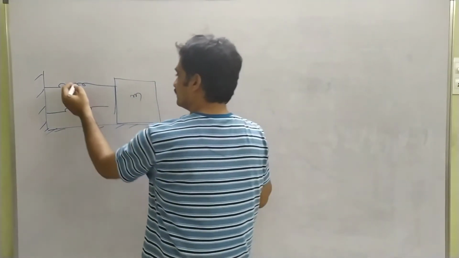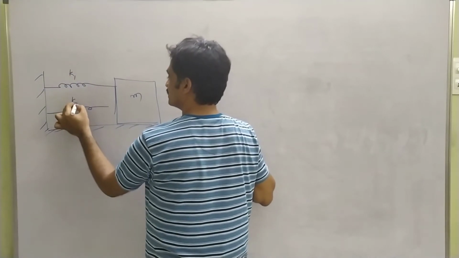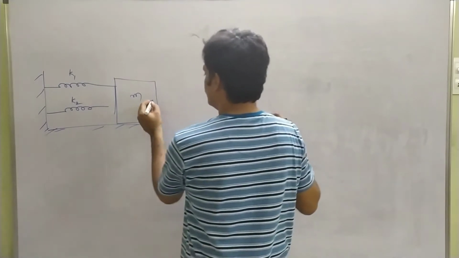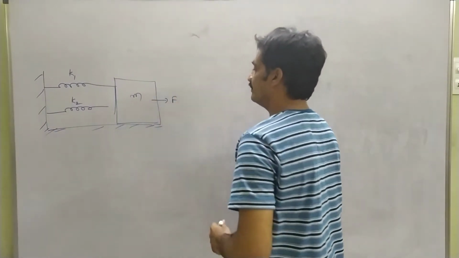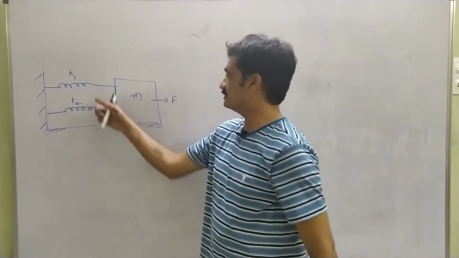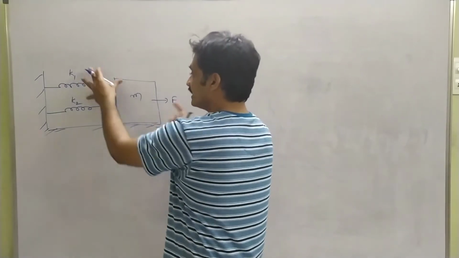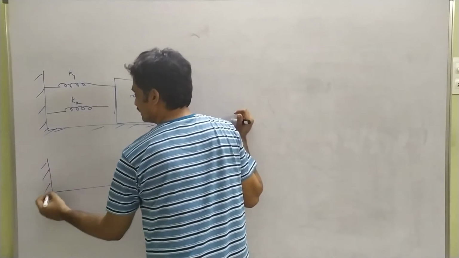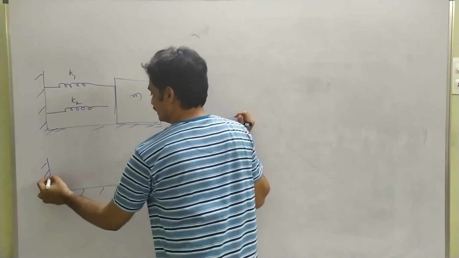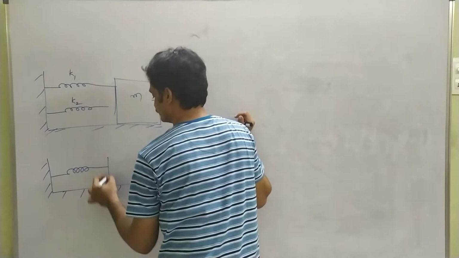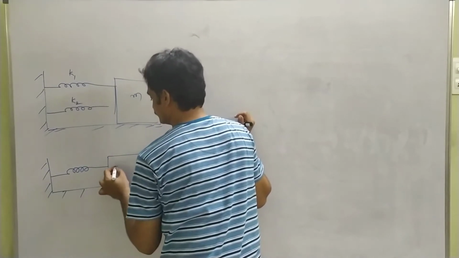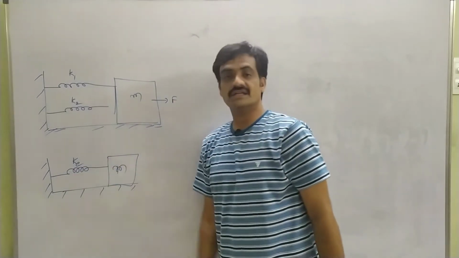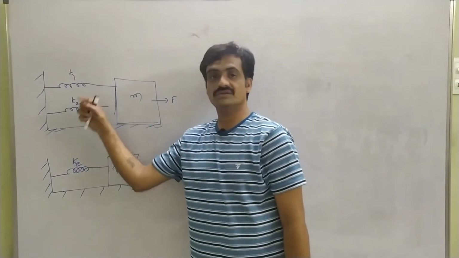The force constant of the first spring is considered as K1 and the force constant of the second spring is considered as K2. After that, when a force F is applied to the body, the body starts oscillating based on these two parallel springs. We can consider this combination as an equivalent combination and represent it with a single spring. And here the equivalent spring constant has been represented based on these two springs.